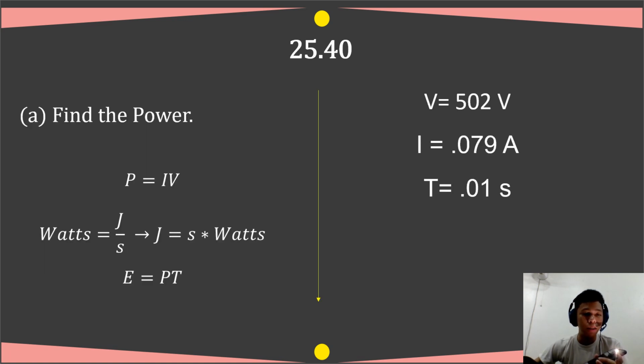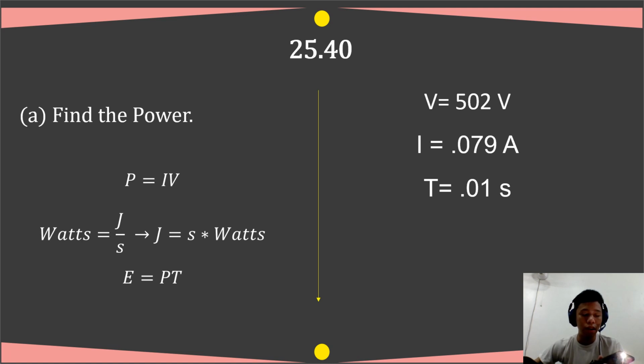So we were asked to find the power. As usual, we're gonna list first the given values, which is the volts equal to 502 volts. The current is 0.079 amperes. The time is 0.01 seconds. And the power formula is P is equal to IV.